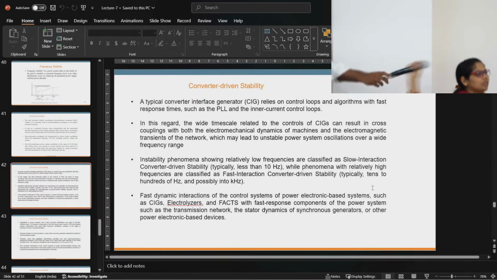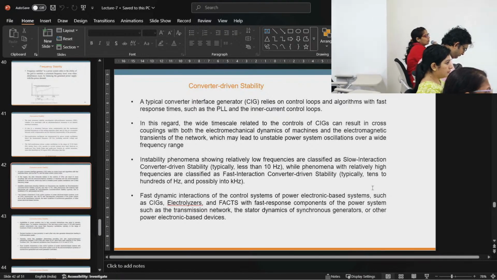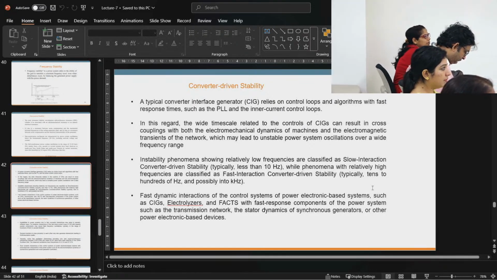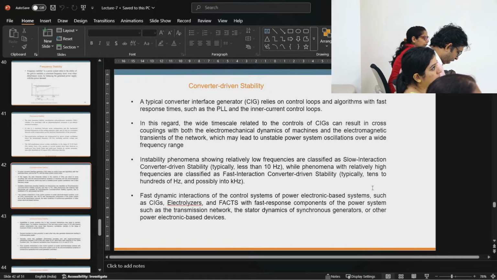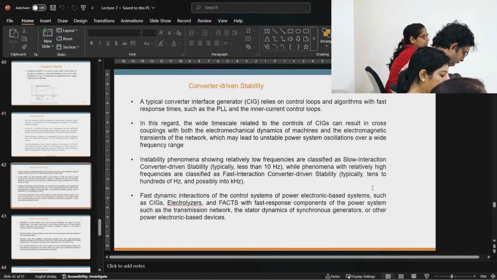So one more question. What is the voltage instability difference between the entire grid and the microgrid? How does it differ from the microgrid to the main grid? Can you please repeat it? Voltage instability at the microgrid and the main grid.